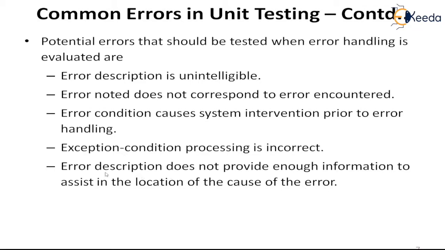So if the description does not provide enough information, then maintainability will be very low. So later on, when there is some problem and the debugger or another software engineer looks at this, that person will not be able to understand where this cause comes from. So badly coding the exception conditions and the error messages corresponding to each error is the main cause here.